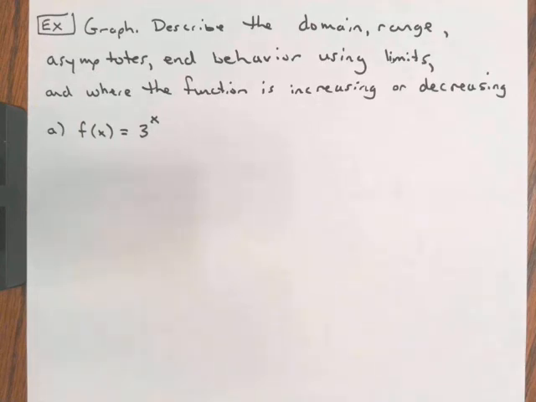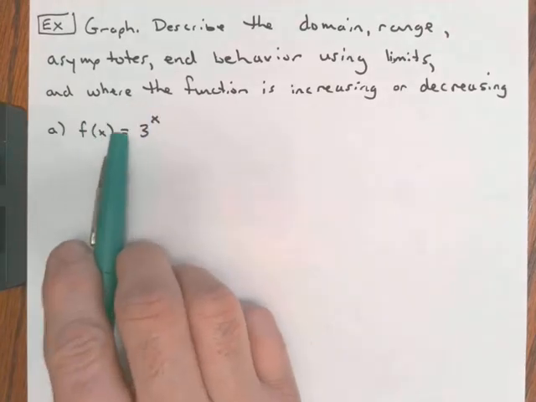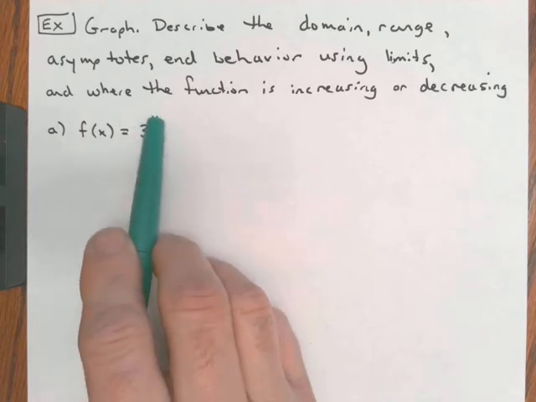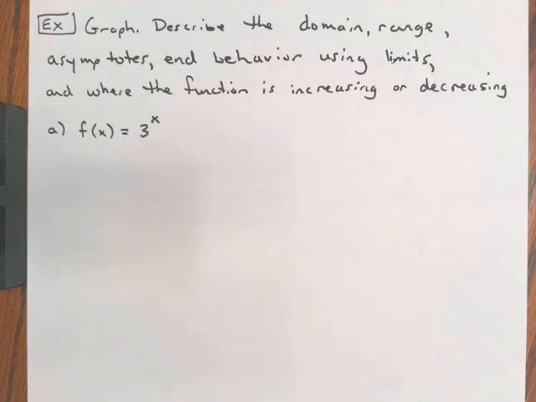For this example, we're going to do a few things with this equation. We have y is equal to 3 to the x power. That is an exponential function. We have a variable up in the exponent. We're going to go through and graph that and then list out 7 other things: the domain, the range, the asymptotes, the left end and the right end behavior using limits, and also where the function is increasing and decreasing.